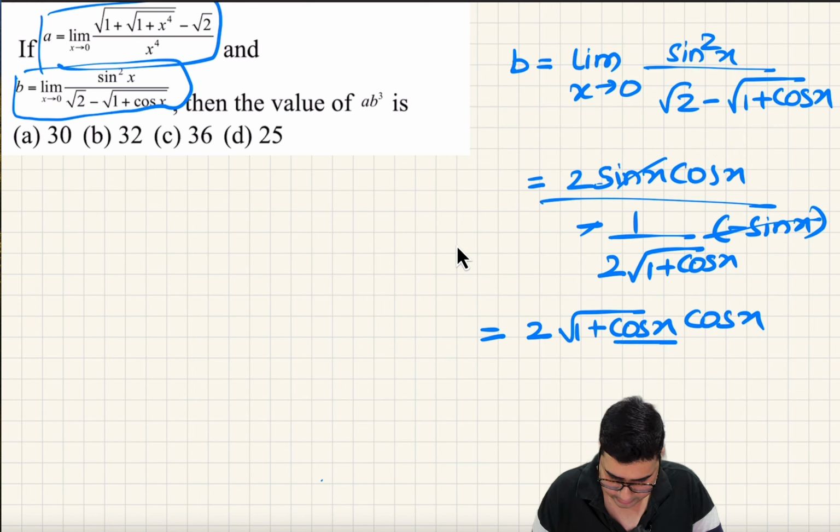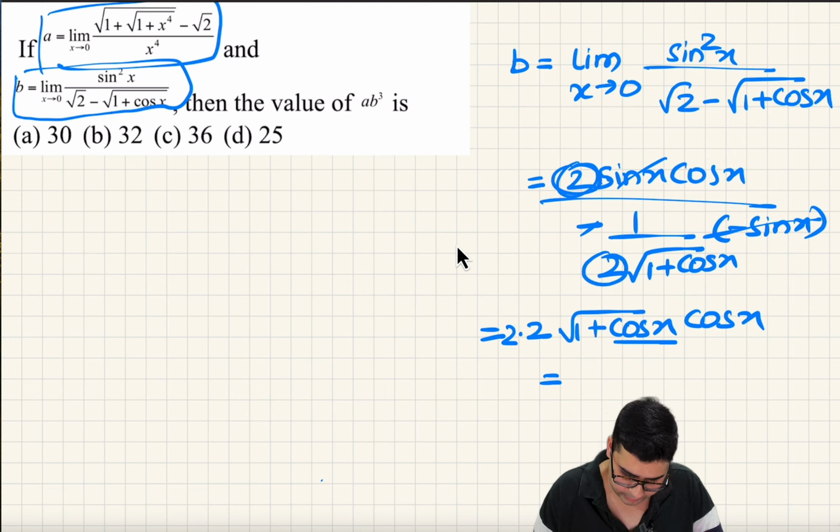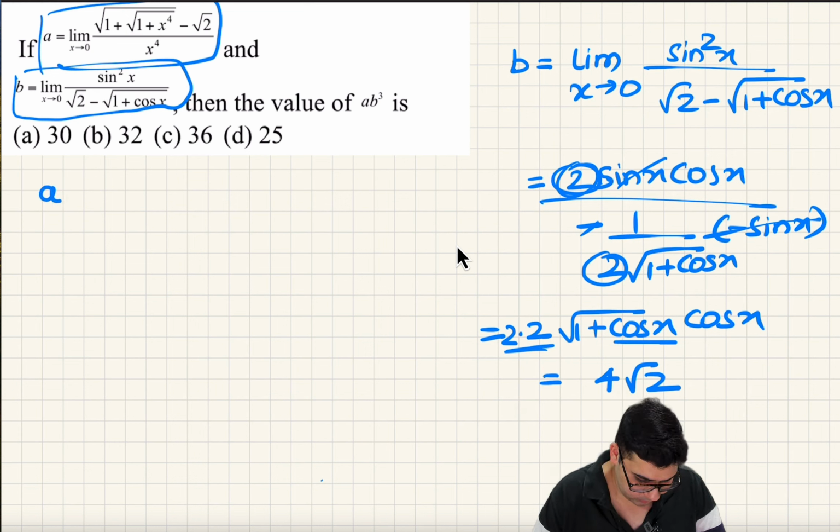सिंस एक्स इज टेंडिंग टू 0, दिस इज गोइंग टू बी 2 into 2, sorry I forgot a 2 here, this 2, so there are 2 2's and under root of 1 plus cos x, so this value comes out to be 4 root 2, and that's the value of b. So I can calculate a now, because that gives you a bit of confidence.